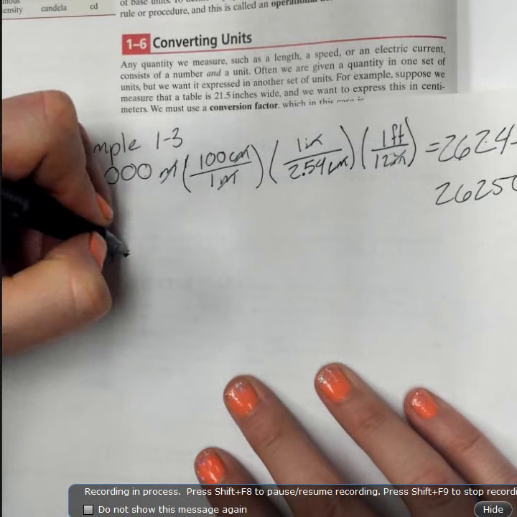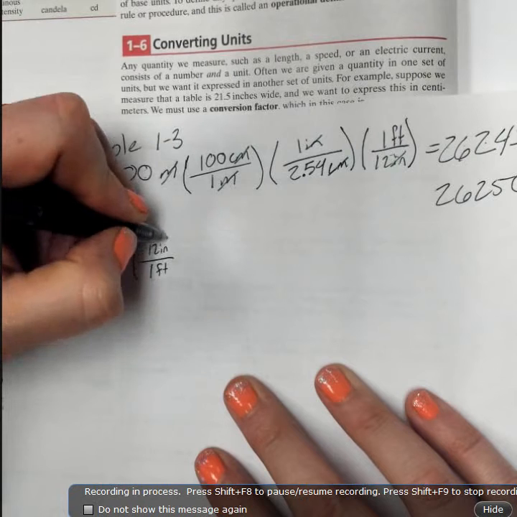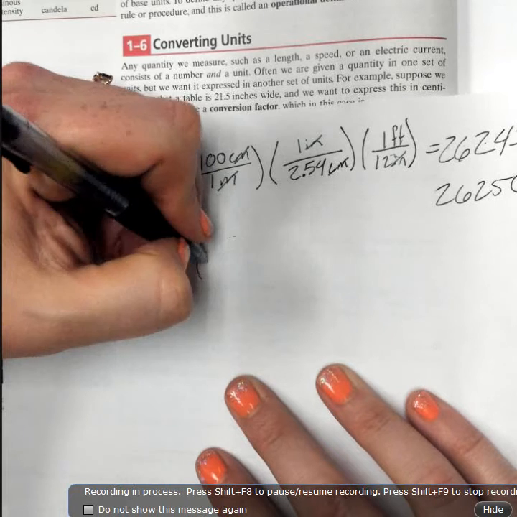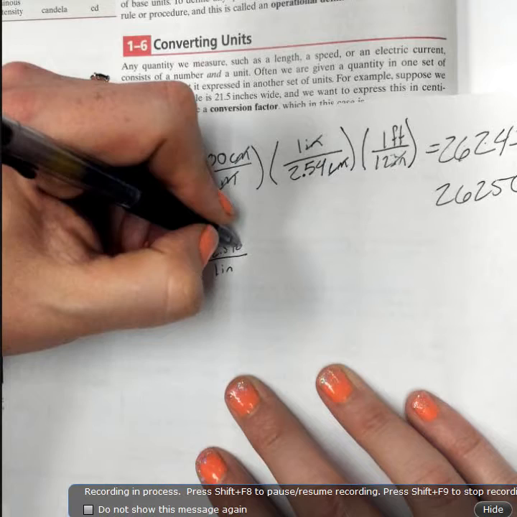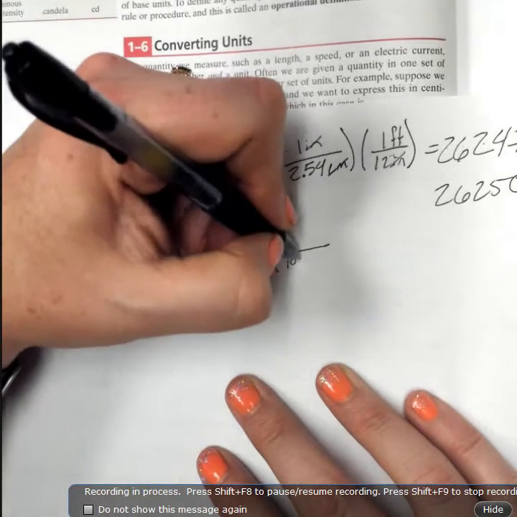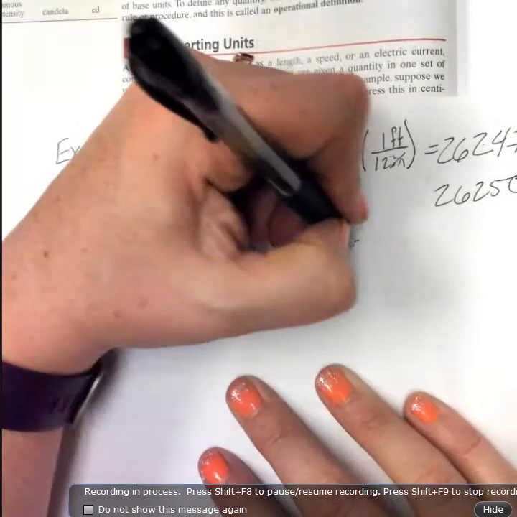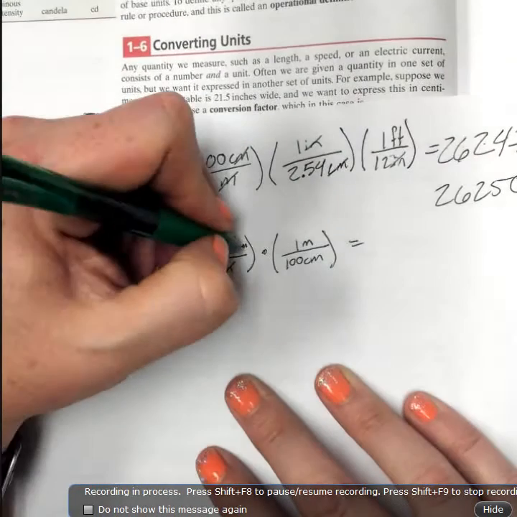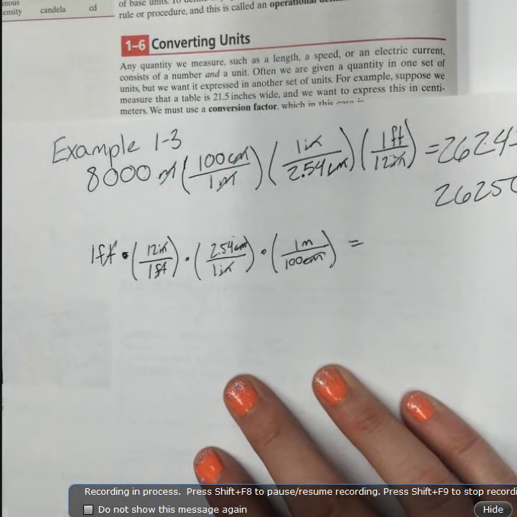when we think about it, I can turn 1 foot into 12 inches, and I can turn 1 inch into 2.54 centimeters, and I can turn 100 centimeters into 1 meter. Alright, and if I do this, foot is going to cancel with foot, inch is going to cancel with inch, centimeter is going to cancel with centimeter, and the final number will be what 1 foot equals in meters.